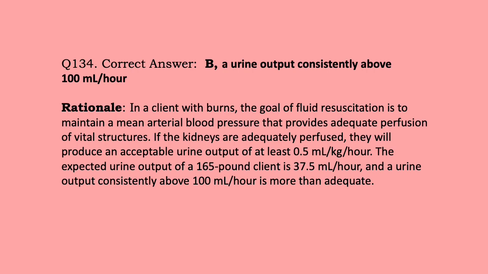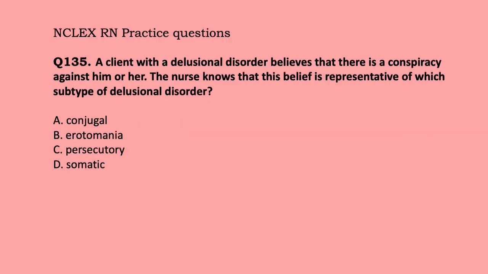Rationale: in a client with burns, the goal of fluid resuscitation is to maintain a mean arterial blood pressure that provides adequate perfusion of vital structures. If the kidneys are adequately perfused, they will produce an acceptable urine output of at least half a milliliter/kg/hour. The expected urine output of a 165-pound client is 37.5 milliliters/hour, and a urine output consistently above 100 milliliters/hour is more than adequate. NCLEX RN Practice Questions.